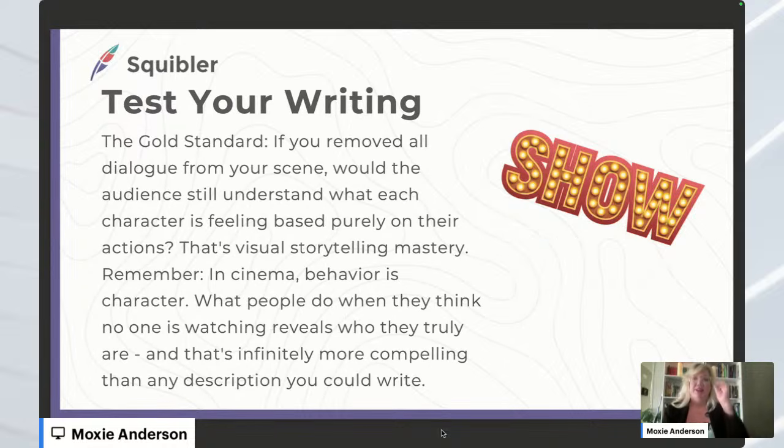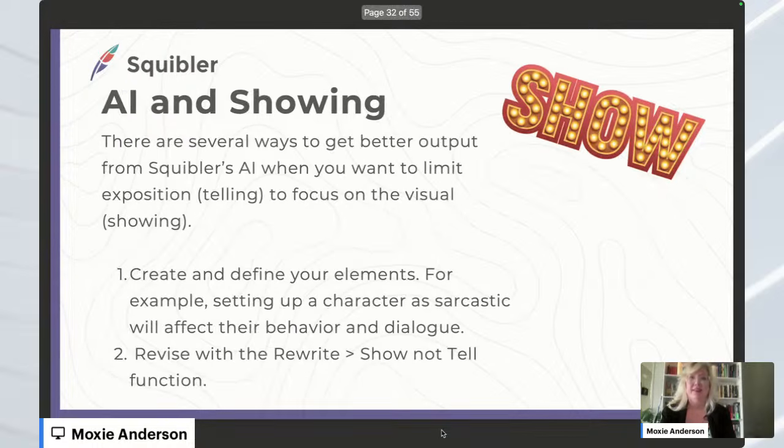So here's a way to test your writing again. If you removed all of your dialogue from a scene, would the audience still understand what each character is feeling based purely on their actions? That's visual storytelling mastery. If there is no dialogue in a scene and I can tell that someone is anxious, stressed, angry, that's really, really well done visual writing. Remember that in cinema, behavior is character. What people are going to do when they think no one is watching reveals who they truly are. And that's a lot more compelling and interesting than any description that you can write about a character.